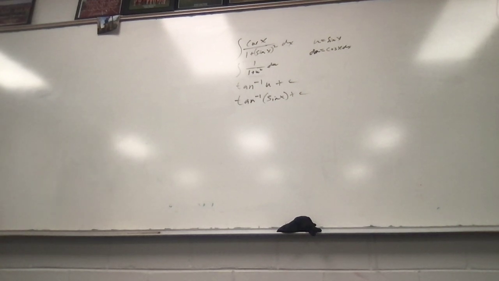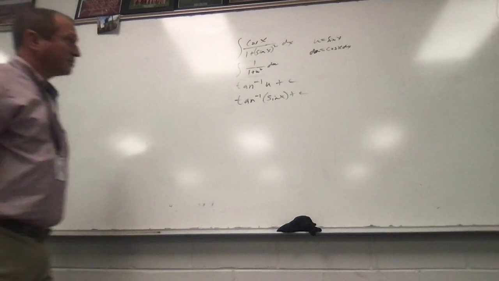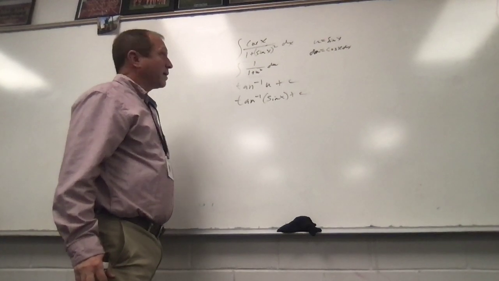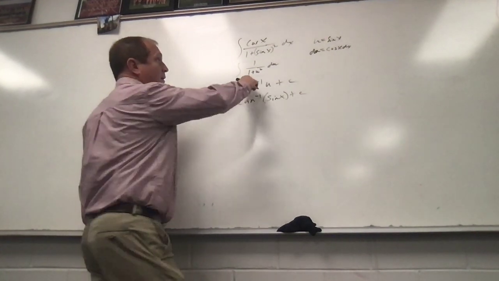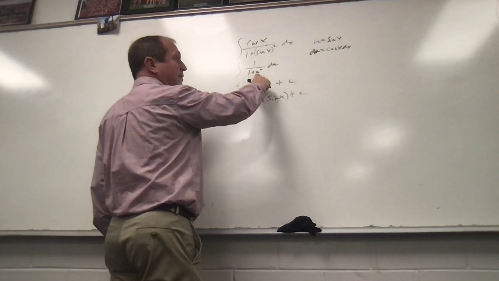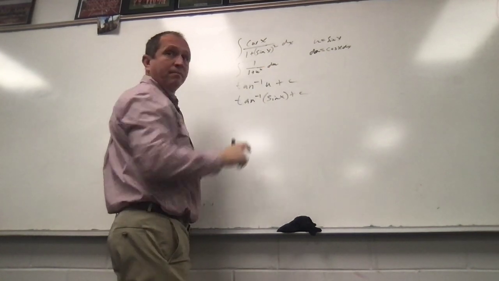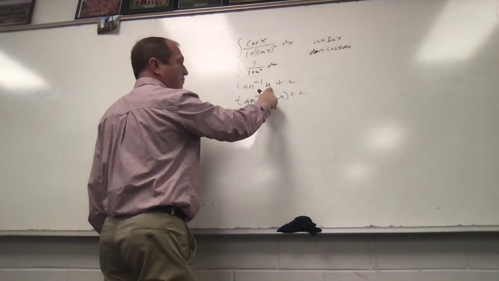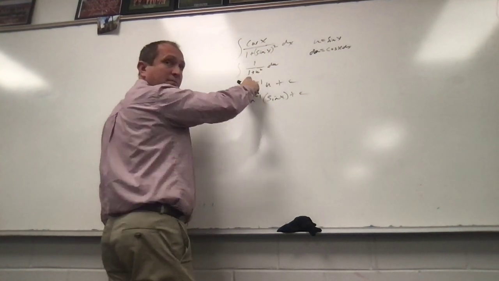How did we get that? How did it get what? The tangent. All right, because this is in the form of 1 over 1 plus u squared du. And remember, the derivative of the tangent inverse of u is this.